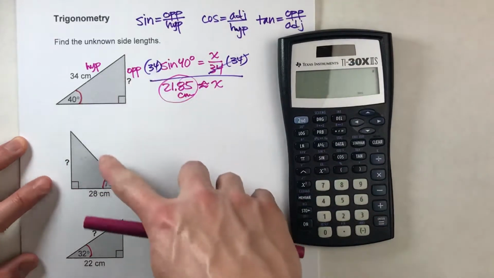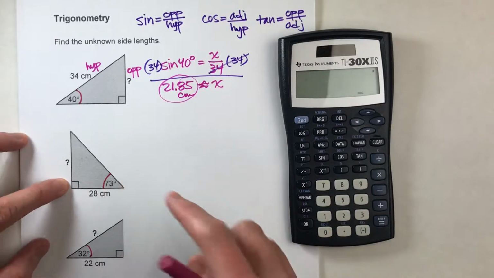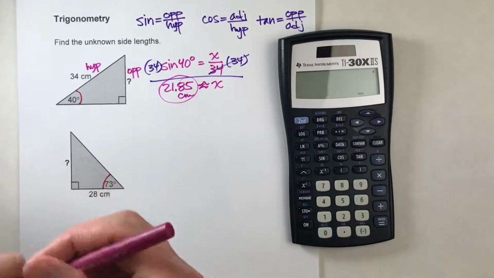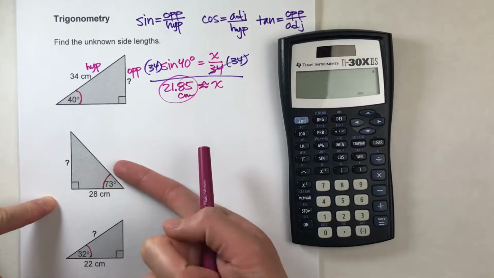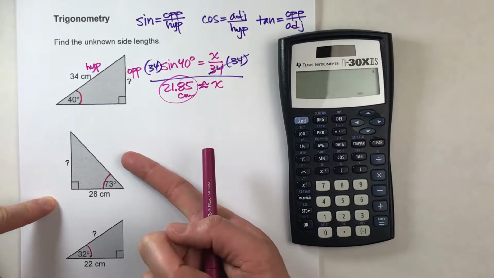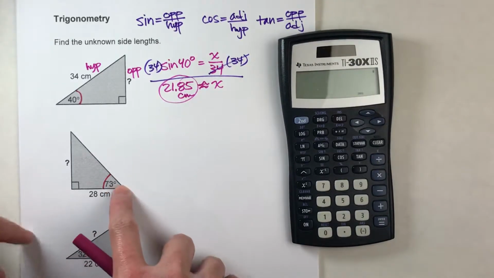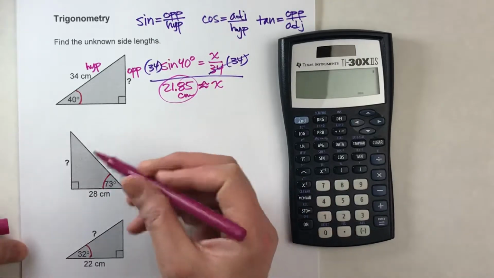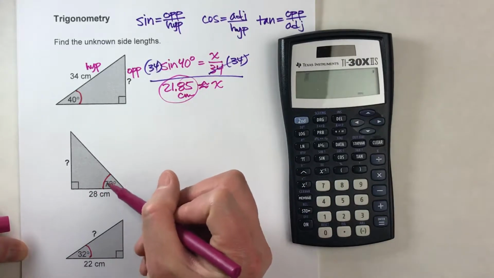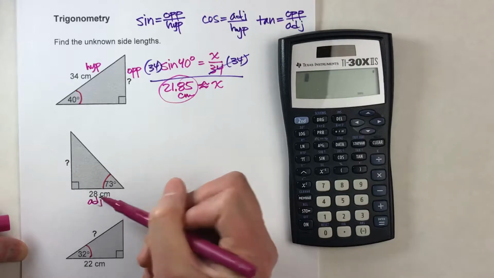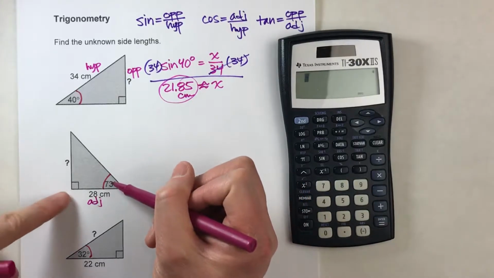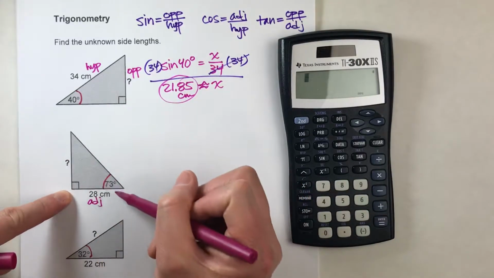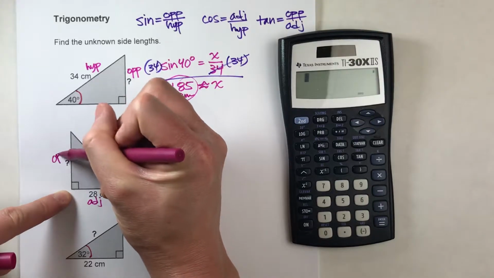Let's do a second example. Let's use this one. All right, so we've got another right triangle. Here's my hypotenuse, and my hypotenuse isn't even in use in this problem, but here's the angle we're working with. We're given the leg next to the angle, so that's the adjacent leg. And we're trying to find the leg across from the angle, so that's the opposite leg.